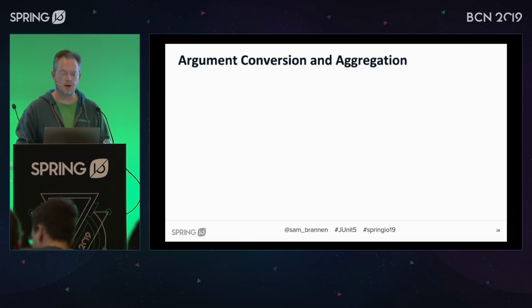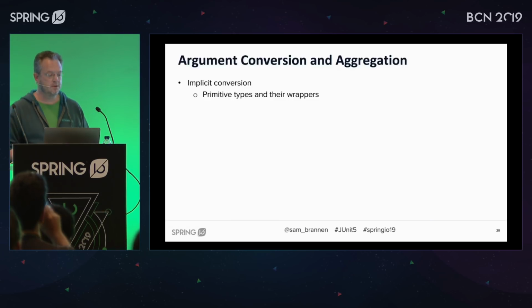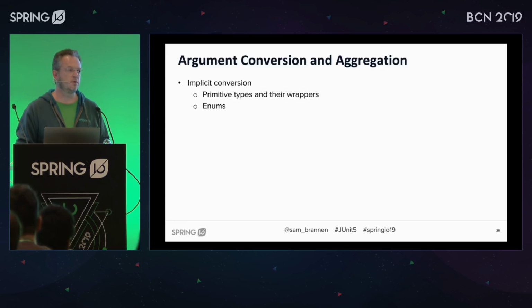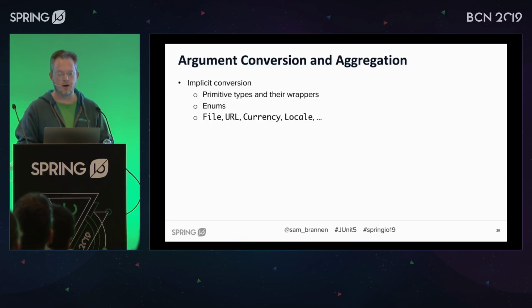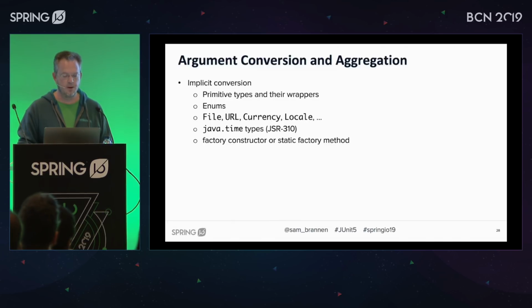Now in terms of conversion and aggregation for the arguments, we have support for that. First up, we have implicit conversion for very common things, so like primitive types and their wrappers. So coming from a string, where it's a string and it's the 42, then it can get converted to an int or a long and stuff like that. We also have support for going from enum constant names into enum constants, things like files, URLs, currency, locale, things like that as well. Also time, things from Java time, so LocalDateTime, you might want to have that converted and used as a parameter for your method. And then more recently, we have support for factory constructors and static factory methods in particular classes as a fallback mechanism, and you can check out the documentation for that.